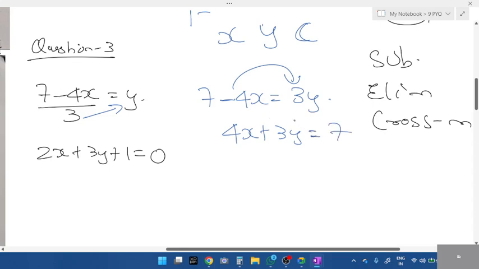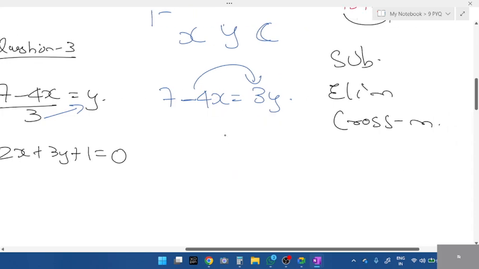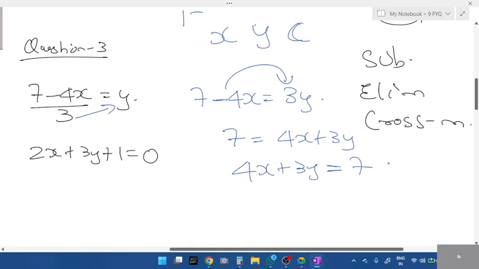How come minus 7? No, I'm not shifting it. I'm just rearranging it, Bhargavi. Look here: 4x plus 3y. I'm just rearranging, students. Whatever is there on the right hand side, I'm writing it like 4x plus 3y is equal to 7. This is the first equation. What about the second one? 2x plus 3y. What happens to plus 1 if it goes to the other side? Minus 1.